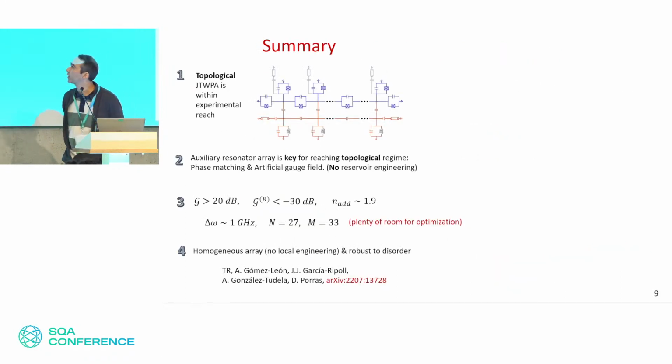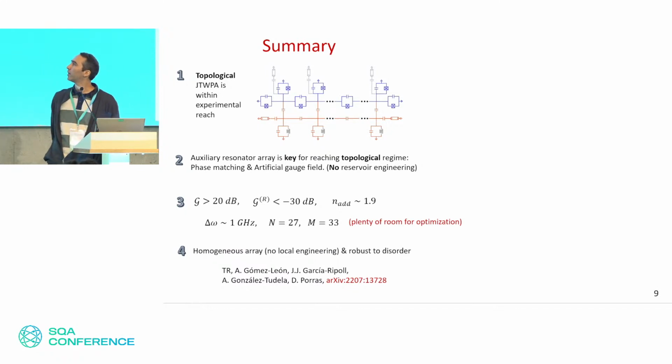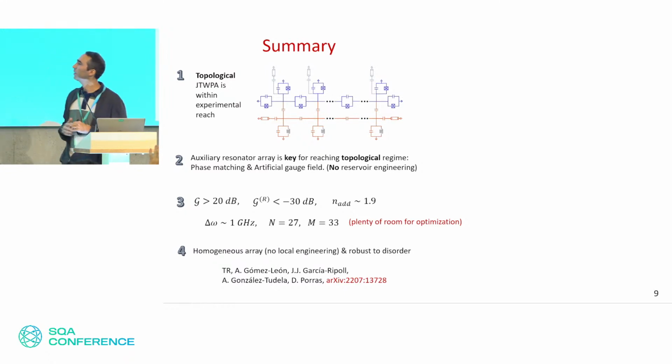Well, that was all I wanted to tell you. So in summary, we think that with this proposal, building a topological Josephson two-pass amplifier is within experimental reach. And the key to make this happen is to couple the JJ array to an auxiliary resonator array, which provides two things: the phase matching and also an artificial gauge field. It doesn't require any type of Floquet engineering or reservoir engineering. The figure of merit can be comparable to state-of-the-art two-pass amplifiers and could be improved with more optimization. And the array is homogeneous and robust to disorder.